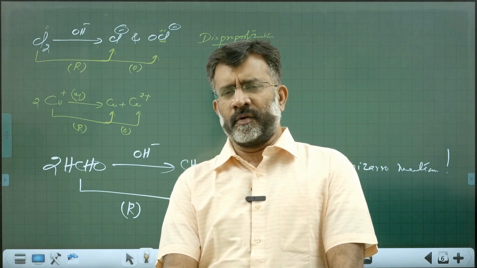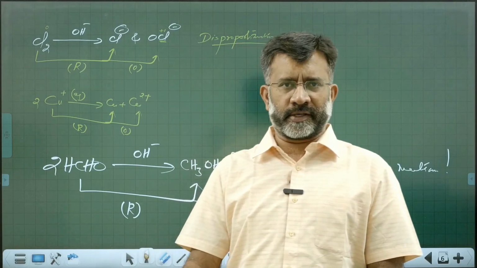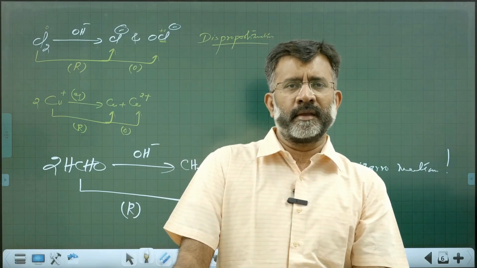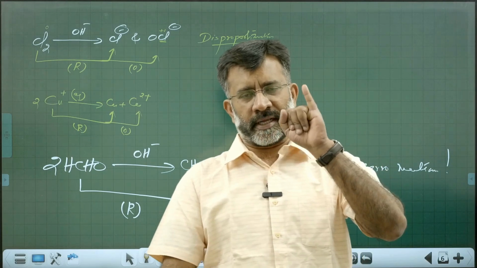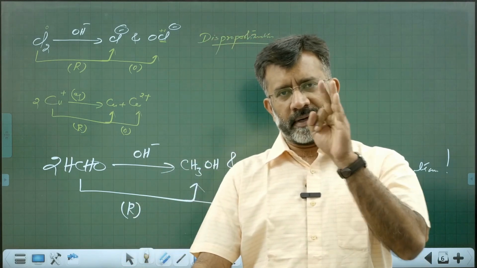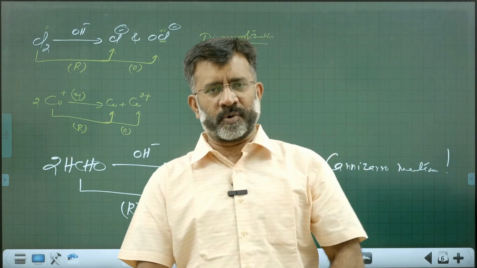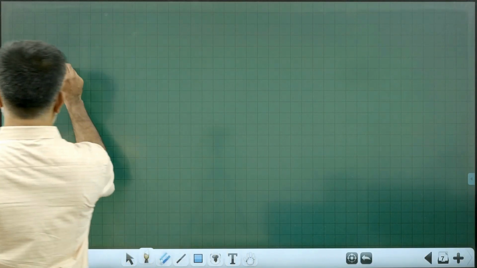So there are a variety of examples of disproportionation reactions, and a variety of kinds of redox reaction: combination type, decomposition type, metal displacement type, non-metal displacement type, disproportionation type, right? There can be a reaction like this.